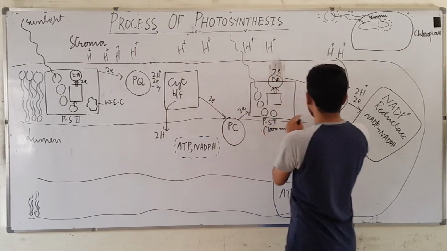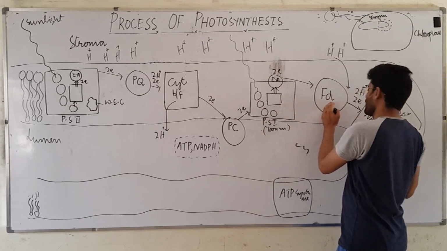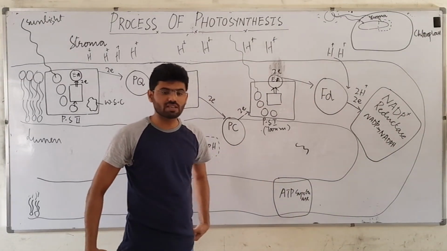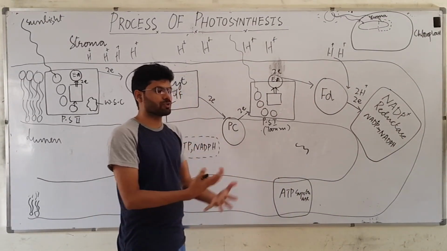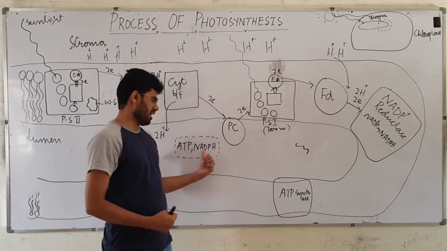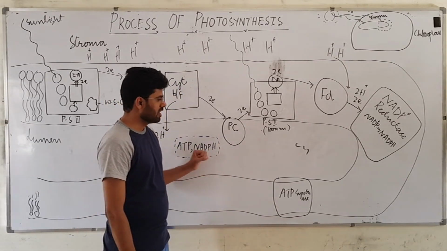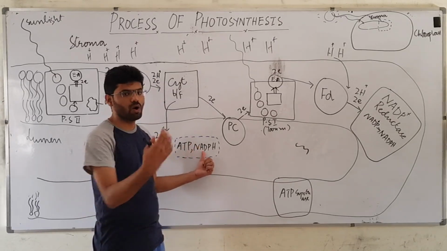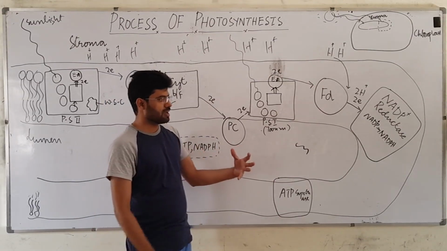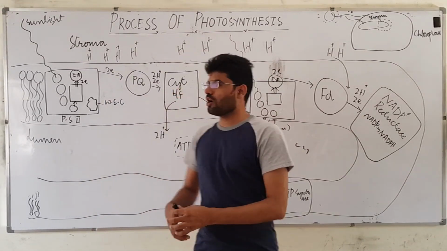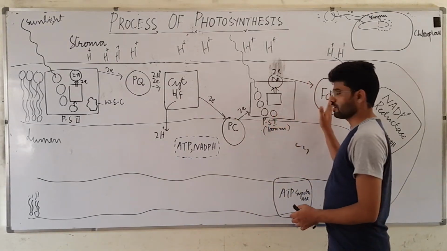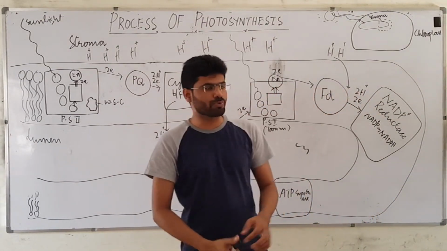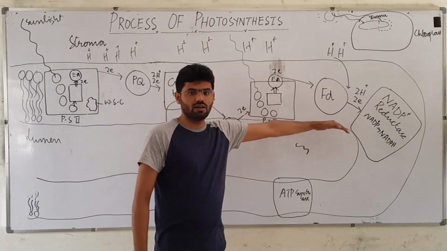and the electrons of PS1 are given to ferredoxin, then to NADP reductase, because this is an enzymatic complex which will produce a kind of energy carrier molecule which is called NADPH. So we saw how NADPH was made by giving electrons from the PS1 to ferredoxin and then finally to NADP plus, along with the two protons that came from the stroma.